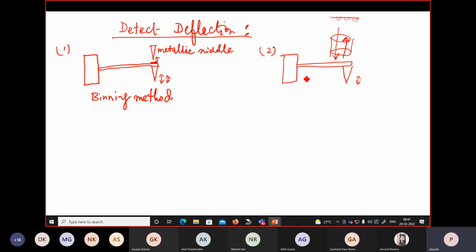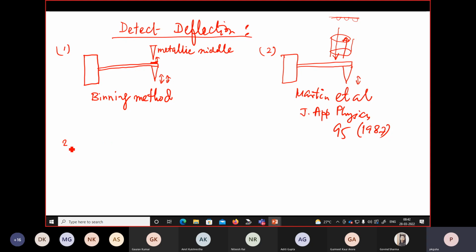the motion of this probe. This was developed by Martin et al. If any of you are interested, you can go through the paper. This is the Journal of Applied Physics, volume 95, 1987. There are other methods.